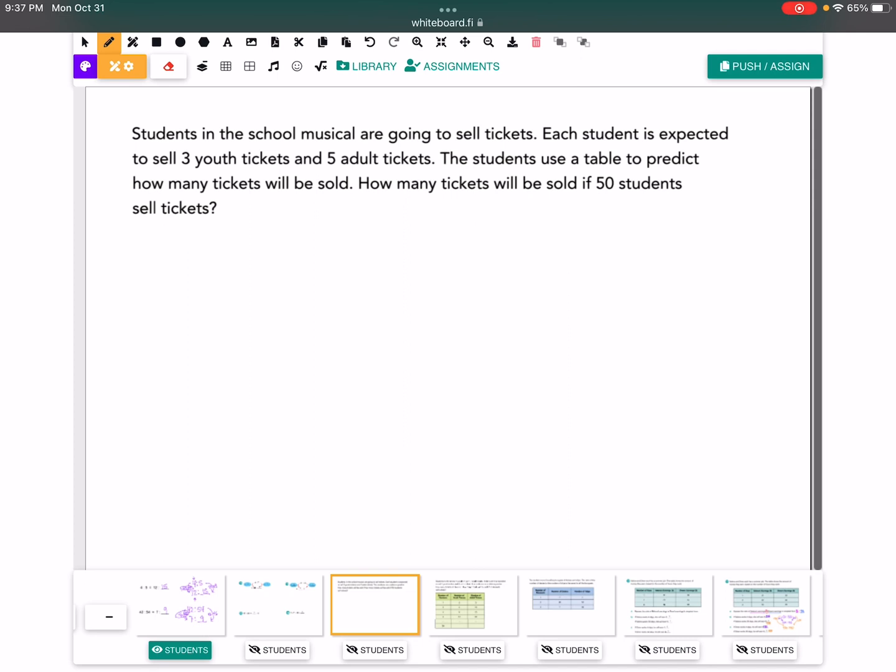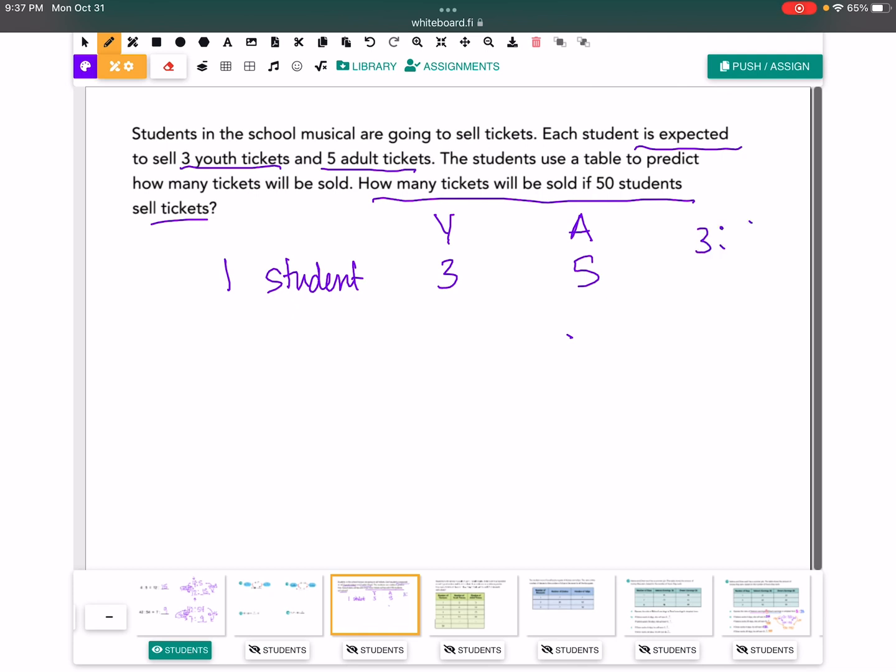We have students in a school musical, and they're going to sell tickets. Each student is expected to sell 3 youth tickets and 5 adult tickets. The students use a table to predict how many tickets will be sold. How many tickets will be sold if 50 students sell tickets? Okay, so our understanding of this is that for every one student, there are going to be a certain number of youth and adult tickets sold, right? So one student's going to sell 3 youth and 5 adult, right? So for every 3 youth tickets, there are 5 adult tickets.